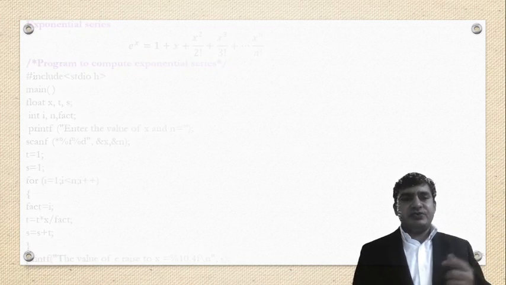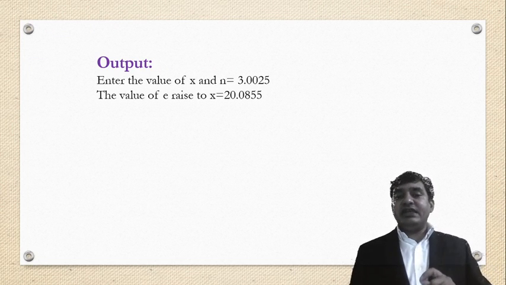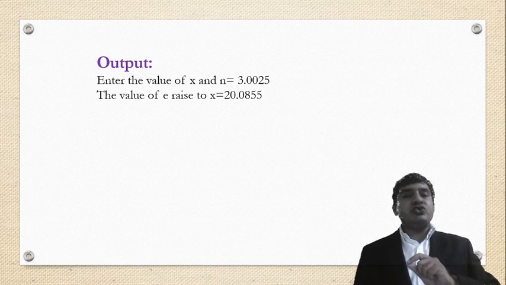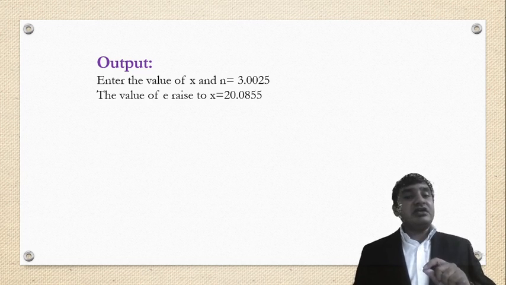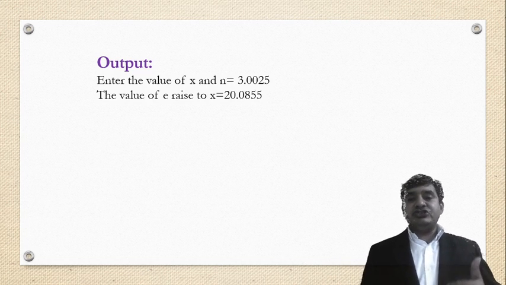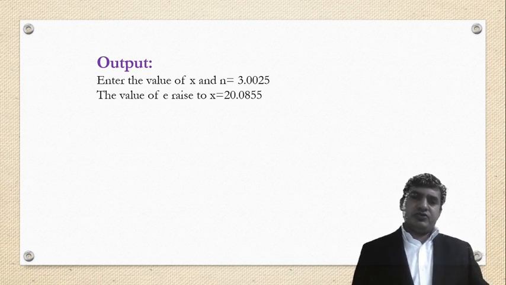So the output: Enter the value of x and n. Here x is 3 and n is 10. The value of e raised to x is equal to 20.0855. This is the output.